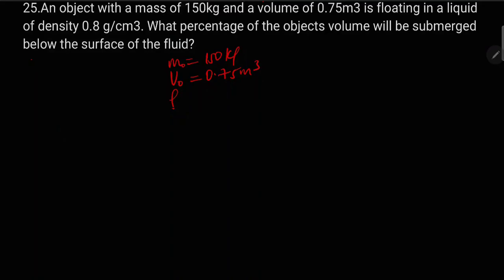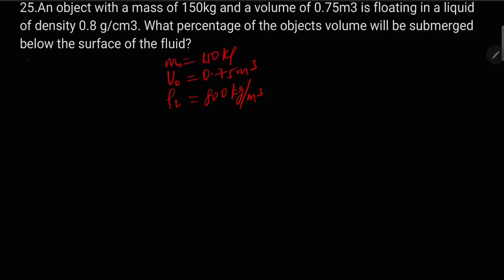An object of mass 150 kilogram and volume of 0.75 meter cube is floating in a liquid of density 0.8 gram per centimeter cube, which is 800 kilogram per meter cube. What percentage of the object's volume will be submerged below the surface of the fluid?